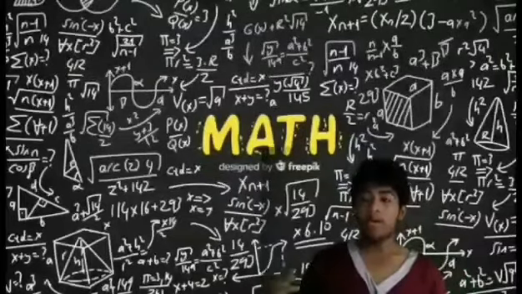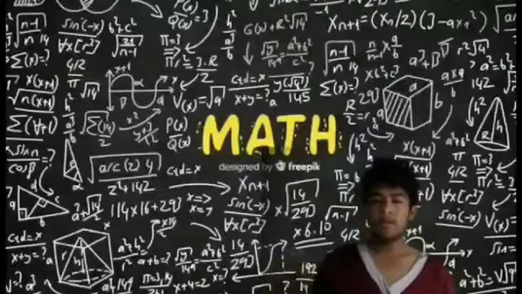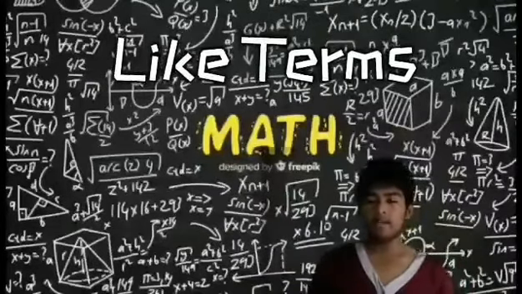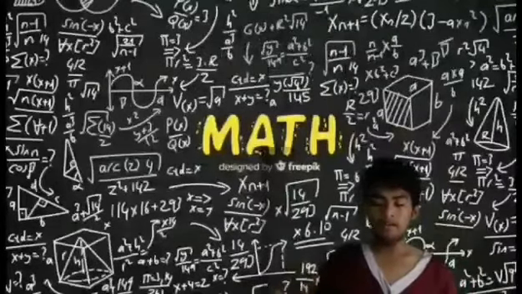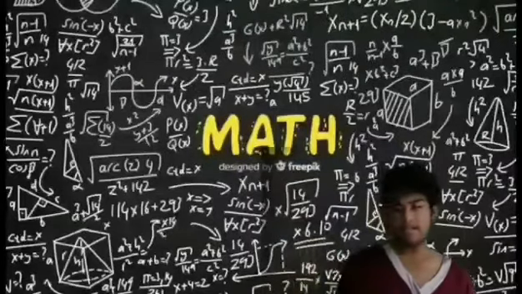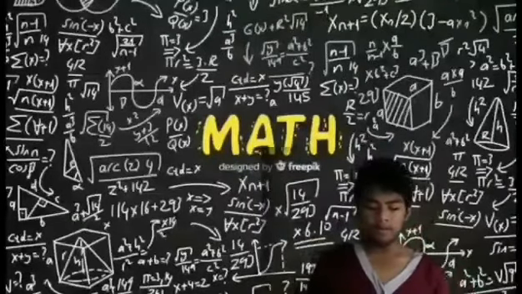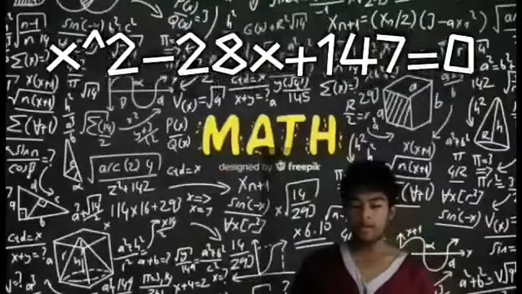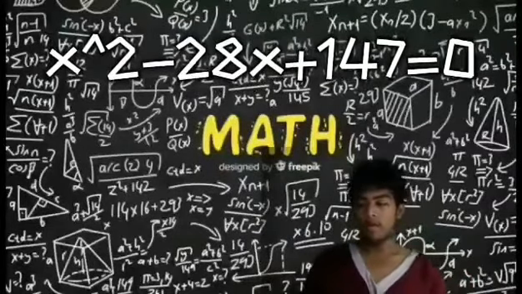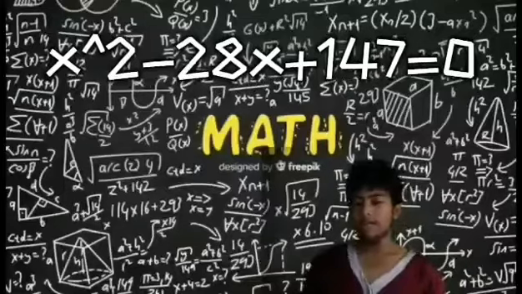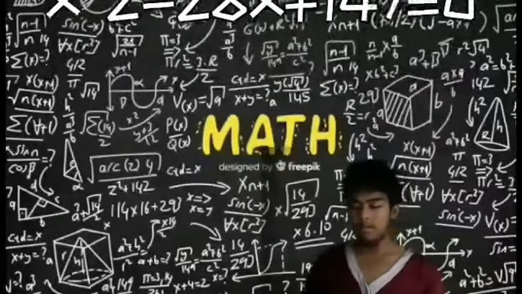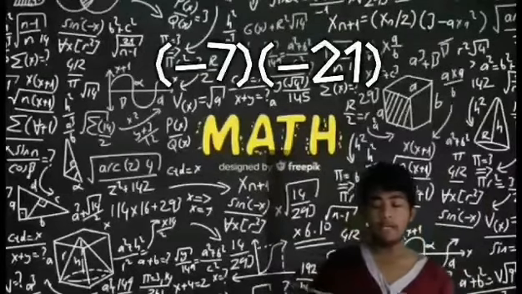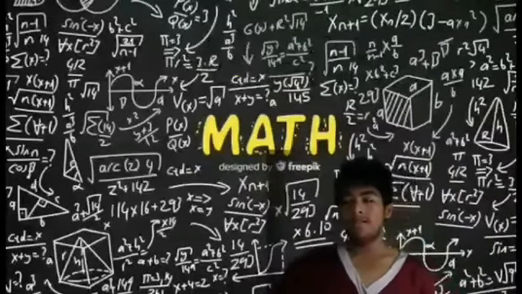But as I have said earlier, we will add the like terms, or add or subtract if the like terms have opposite signs. So it will become x squared minus 28x plus 147 is equal to 0. The factors negative 7 and negative 21 are not final yet.